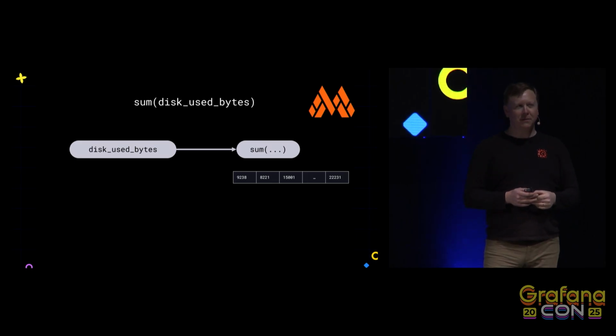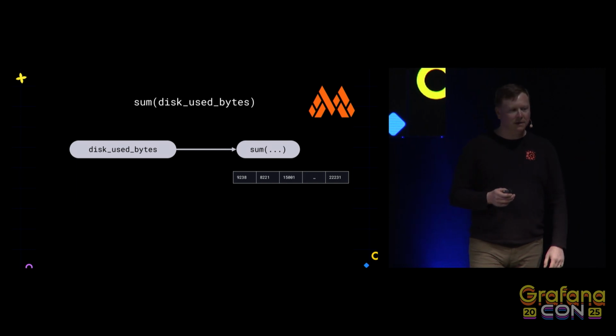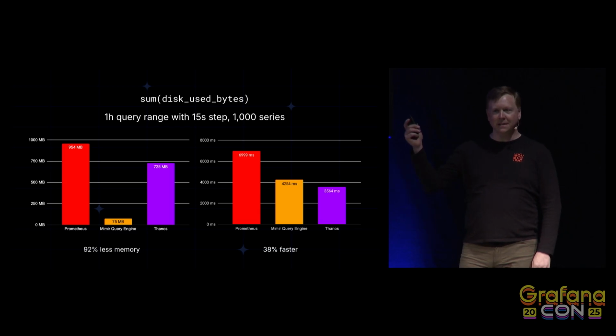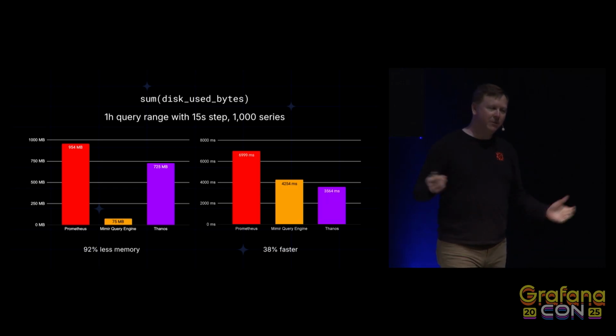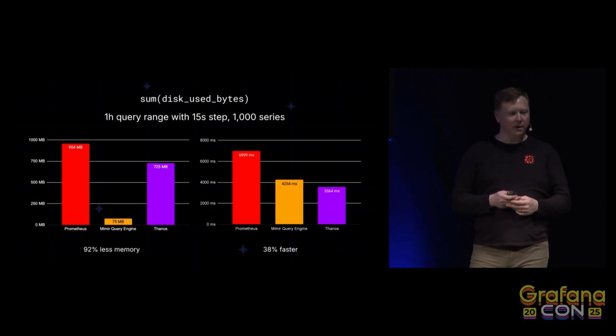So this massively reduces peak memory usage because we're only looking at a small window of data at any given time. And we have a benchmark that covers this exact query, and the results are pretty staggering. We use 92% less memory, and we are 38% faster at executing the same query.